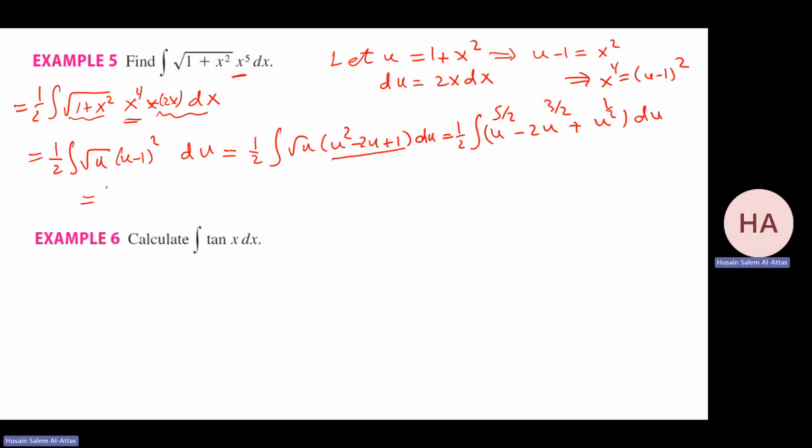So I have half, add 1, that will be times 2 over 7, u to the power 7 over 2, half times minus 2 times 2 over 5, that will be minus 2 over 5, u to the power 5 over 2, plus half times 2 over 3, u to the power 3 over 2, plus c. So that gives me 1 over 7.